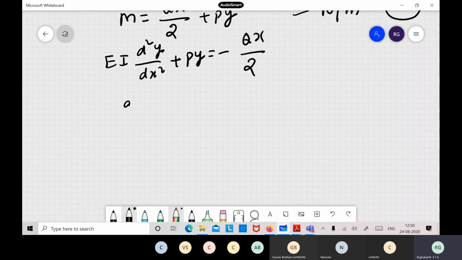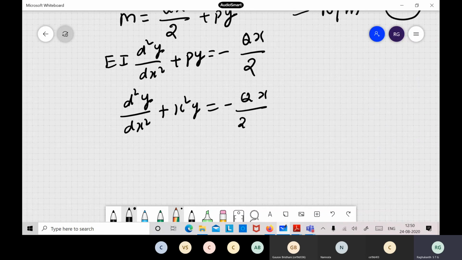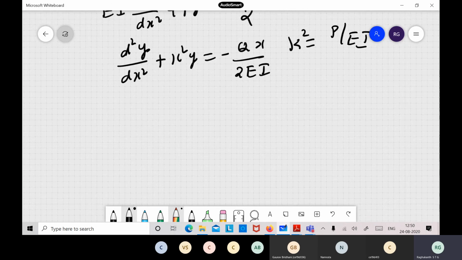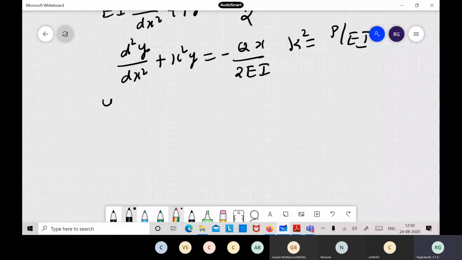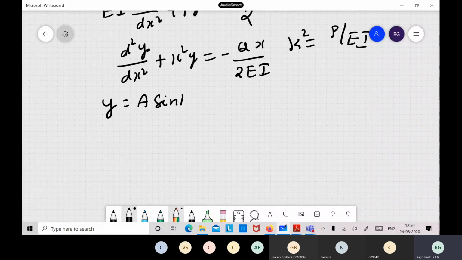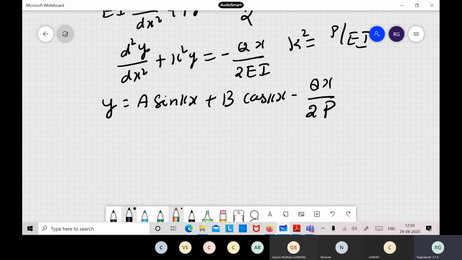And finally, if you write it nicely, d square y by dx square plus k square y is equal to minus qx by 2EI, where k square is p by EI. So this is our equation. We have already solved this inhomogeneous thing. So y is equal to A sine kx plus B cos kx kind of a thing minus qx by 2p. So A and B are the constants. The boundary conditions here are simply supported at x is equal to 0, and of course at x is equal to L also.